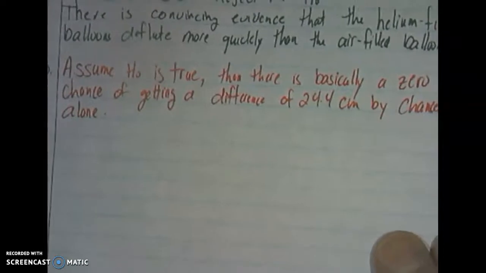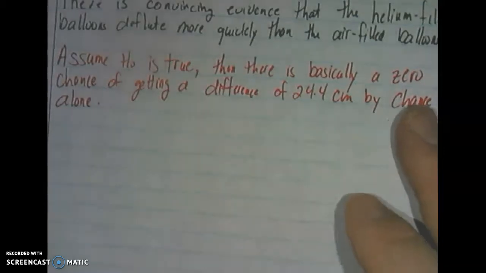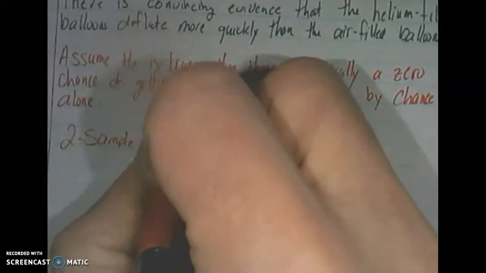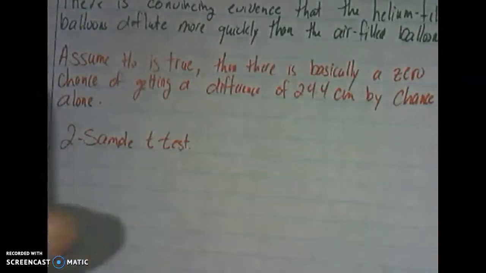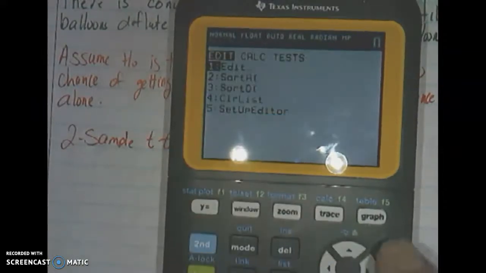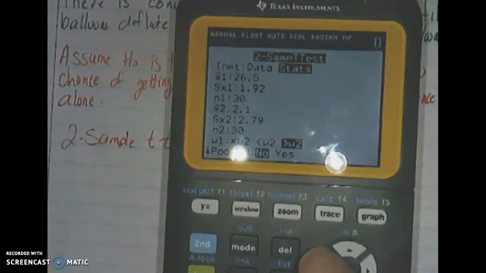Okay. So that's doing it without our calculators, okay? So our calculators, what we're going to use is something called a two-sample t-test. Okay? So I'm going to go to, I apologize, I'm going to go to my stats, go to test. I'm going to go down to two-sample t-test. You can see that I've already entered my data. There's my mean for the X1. There's my standard deviation for the helium. There's the sample size all the way down.